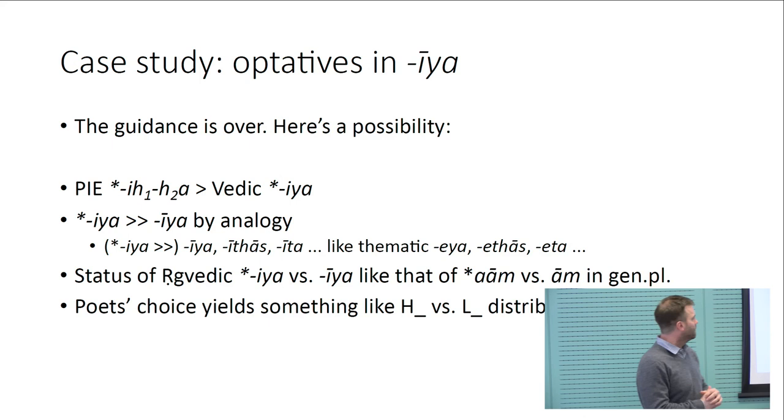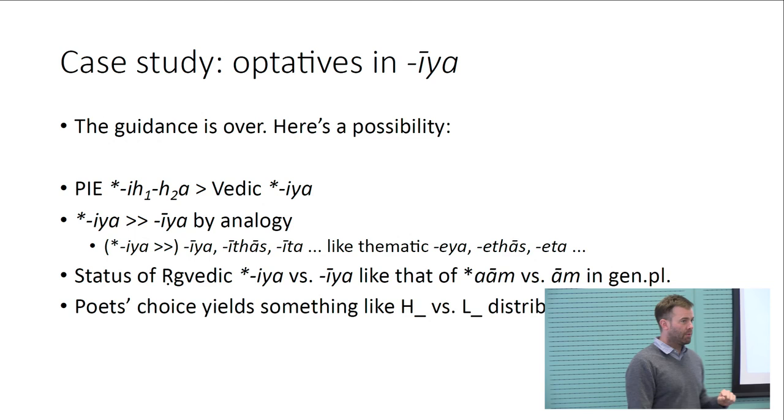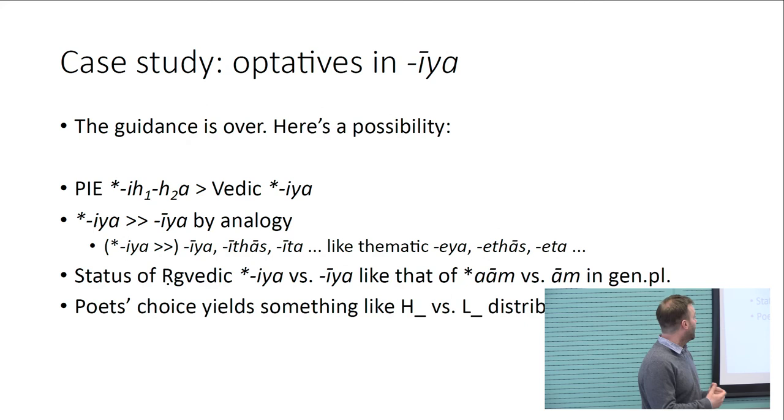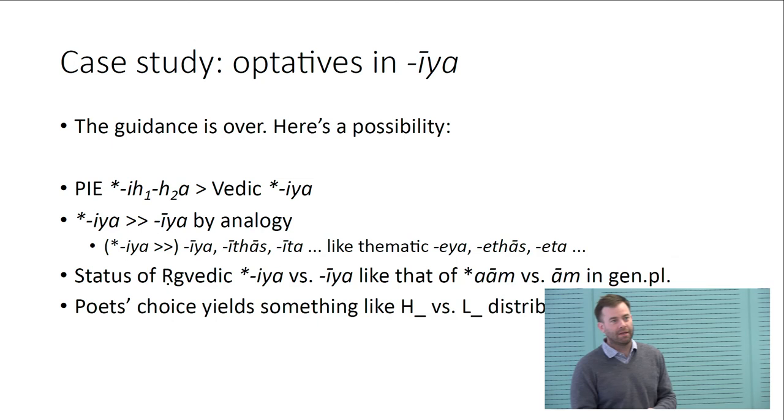And then what we would have is another poet's choice situation, where you have an older iya that's still around, that the poets opt to use, especially after heavy syllables, because they're composing in weight alternating meter. And then you also have the younger form that we know from classical Sanskrit as iya. So thank you for your attention.